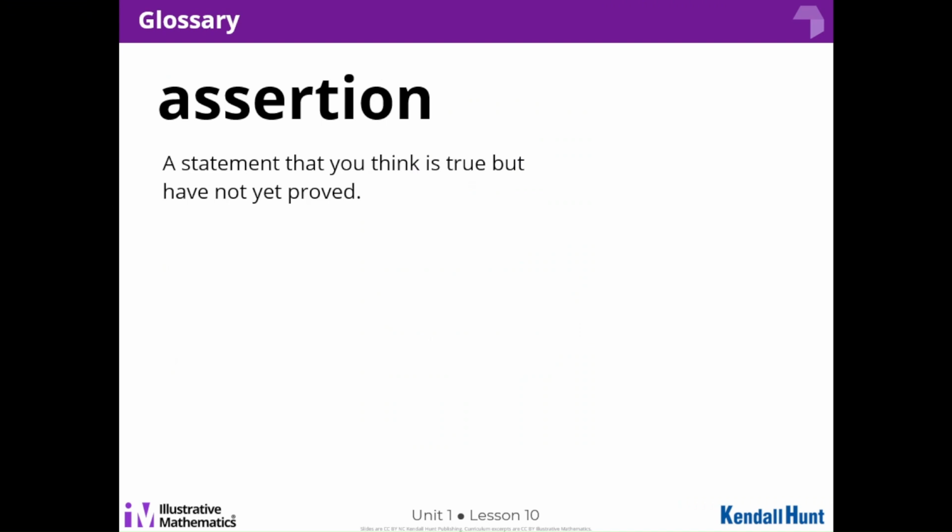To start the glossary terms, we have assertion. This is a statement that you think is true, but have not yet proven. So this is kind of like you making a claim that something is true, but you have not proven that it's true yet. It may seem true, it may seem like a common sense thing or something that you can just observe, but you haven't gone that extra step of proving it yet.